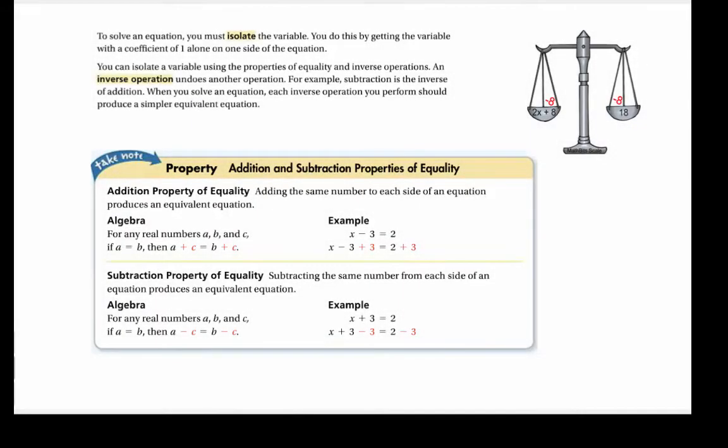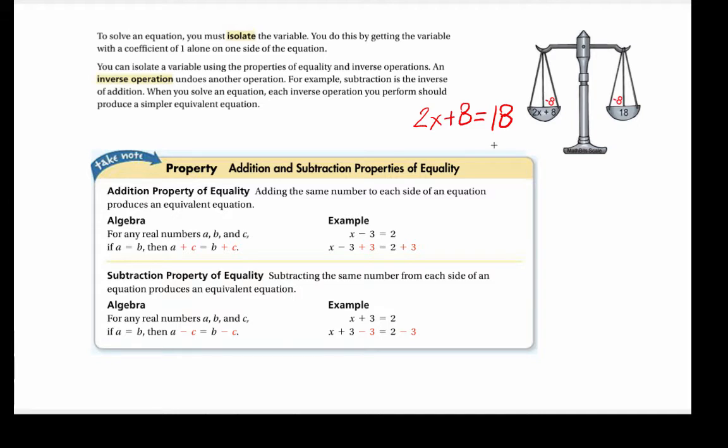And a lot of times, we use a scale balance to represent equations or to keep in mind what's going on in an equation. Think of a scale balance. And if we have the equation 2x plus 8 equals 18, that's the equation represented here in this scale balance. On the left side we have 2x plus 8, and on the right side we have 18. When these two expressions are equal, the scale is in balance.